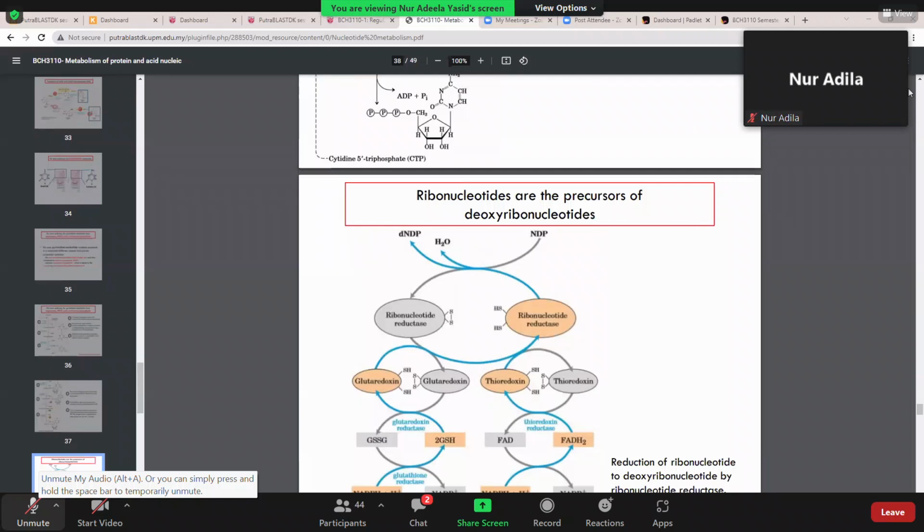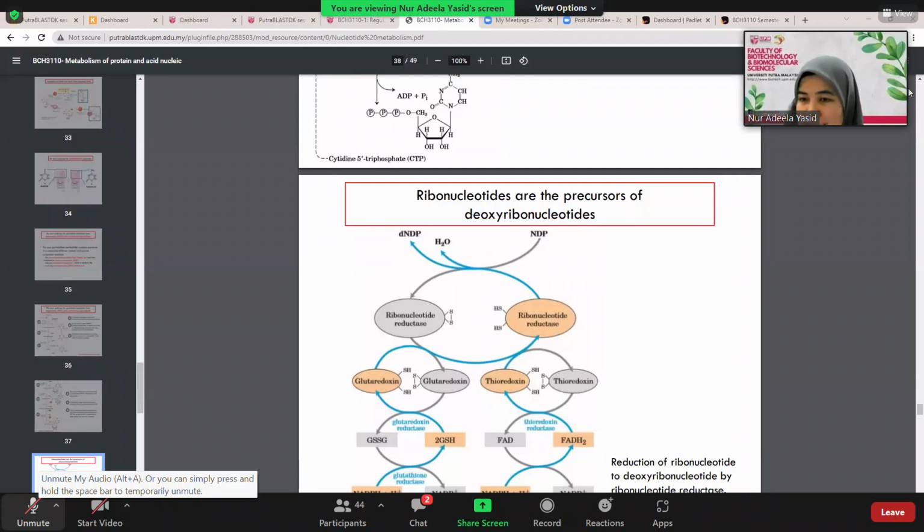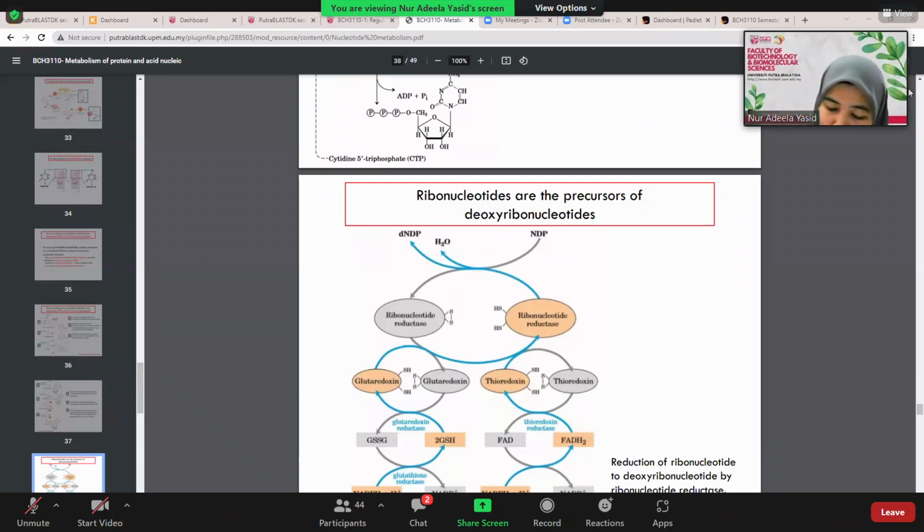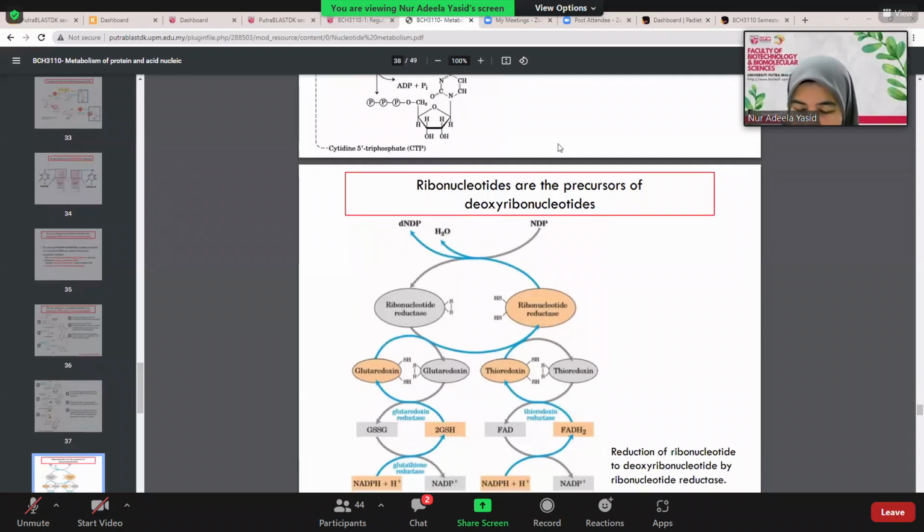Two. DNA contains deoxyribose at carbon 2, compared to RNA. Also, it contains the base thymine, compared to RNA, which has uracil. So those are the two important differences that make DNA different from RNA.